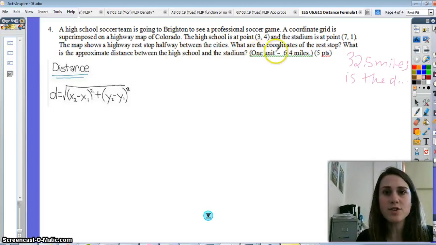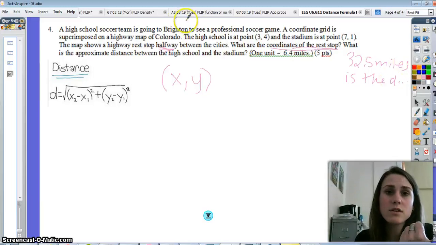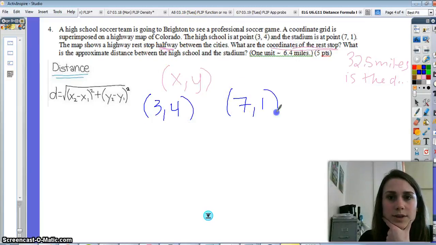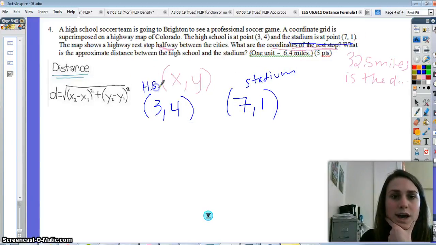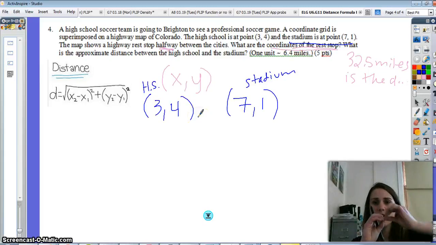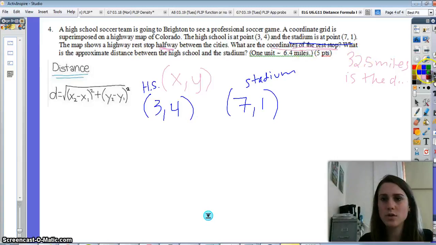Now, the second part of the question asks us to find the coordinates of the rest stop. Coordinate is an x, y notation. And the rest stop is halfway between the cities. So, the city where the high school is, and the city of Brighton. Okay, so I have my high school at 3, 4. The stadium is at 7, 1. So this is the stadium. This is the high school. I want to find the coordinate that labels the point exactly halfway between those 2 cities.